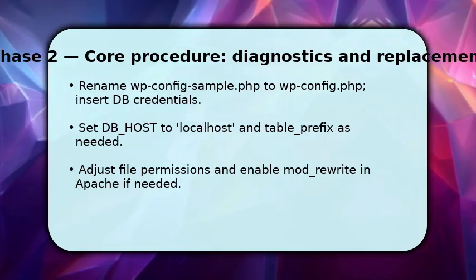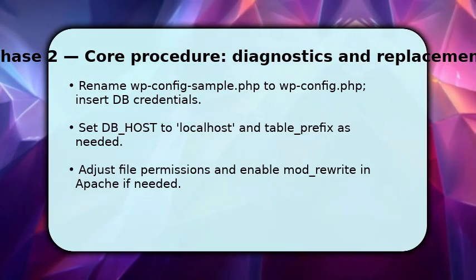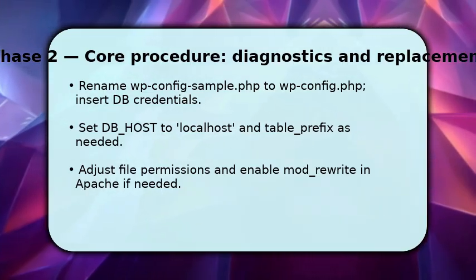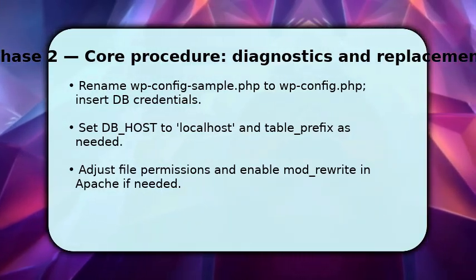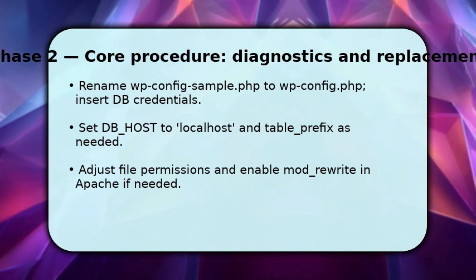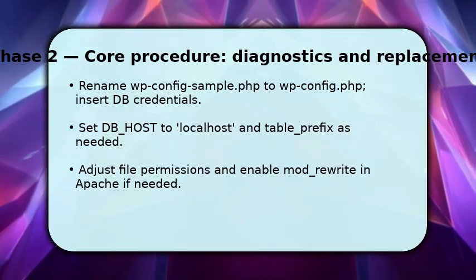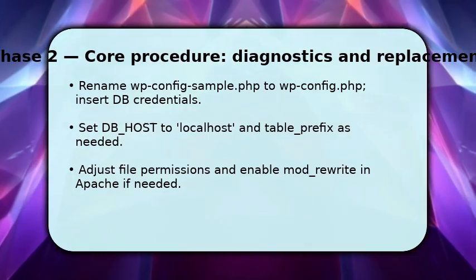Make sure Apache modules like mod_rewrite are enabled in XAMPP. Restart Apache to apply changes. Also set file permissions on the WordPress folder so PHP can write uploads and plugin files. This prevents install time errors and keeps themes and plugins manageable.